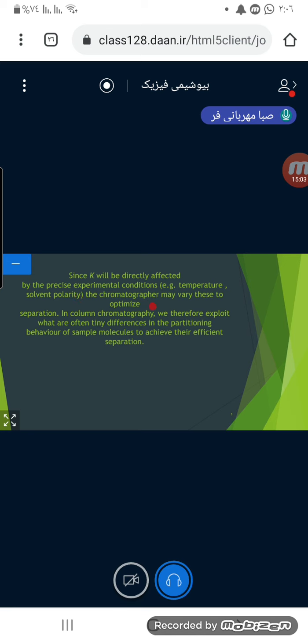I told you last session which factors can affect our techniques, for example temperature, polarity, or pH. They can affect the structure and the function of our macromolecules.